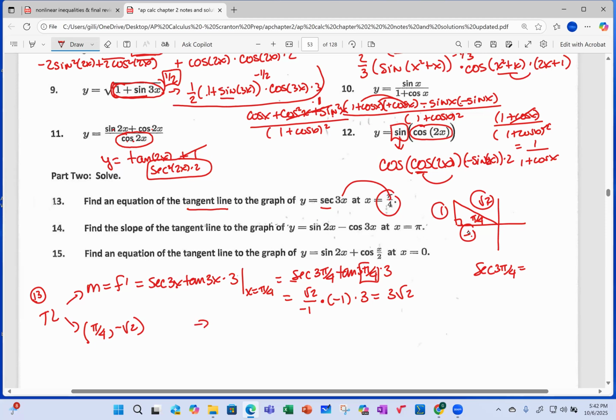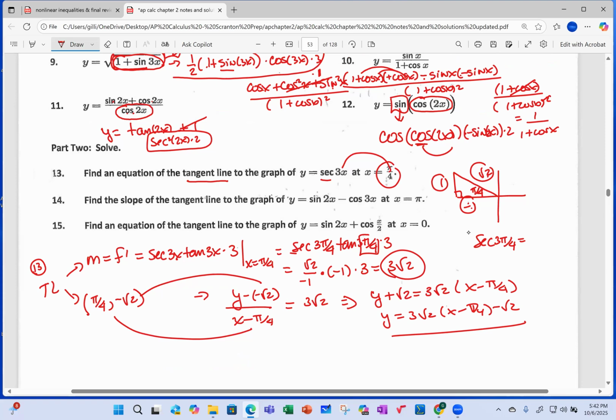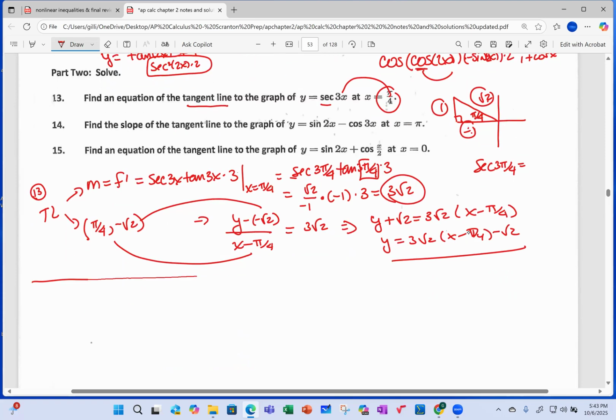So the tangent line is going to be y minus my y coordinate over x minus my x coordinate equals my slope, which is 3 root 2. And what am I going to have here? So this is going to imply y plus root 2 equals 3 root 2 times x minus pi over 4. I'm just going to subtract that root 2. And there's a pretty decent line. Man, that took up a lot of space. That's 13. All right, 14, another important one.